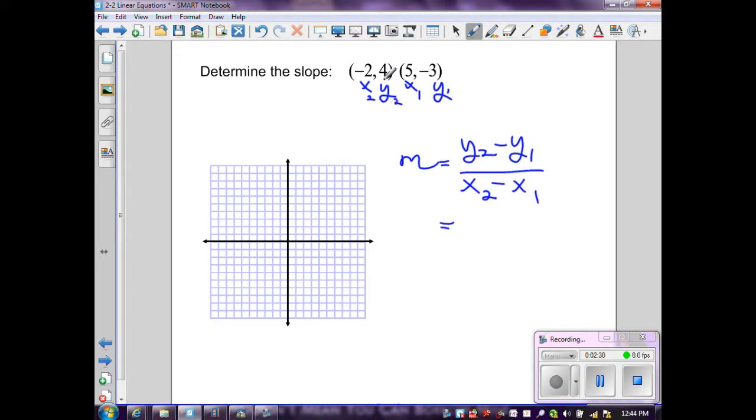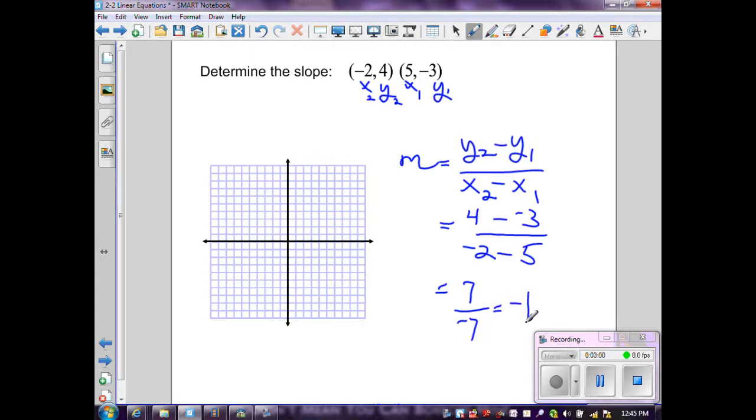For y sub 2, we have 4 minus a negative 3. Watch your signs. For x sub 2, we have a negative 2 minus 5. Now we just simplify. 4 plus 3 is 7 over a negative 2 minus 5, which is a negative 7. Therefore, our slope is a negative 1.